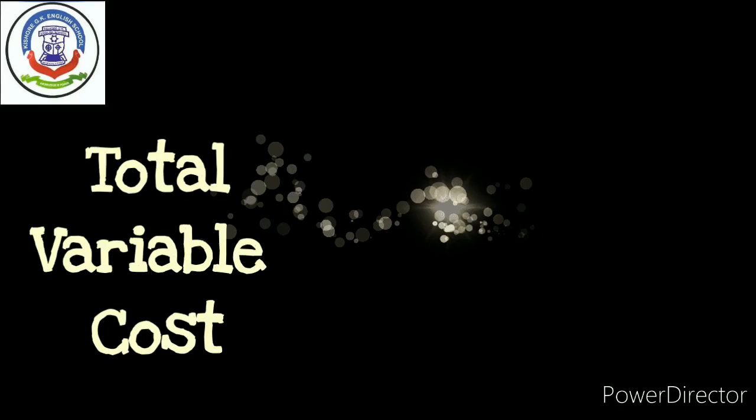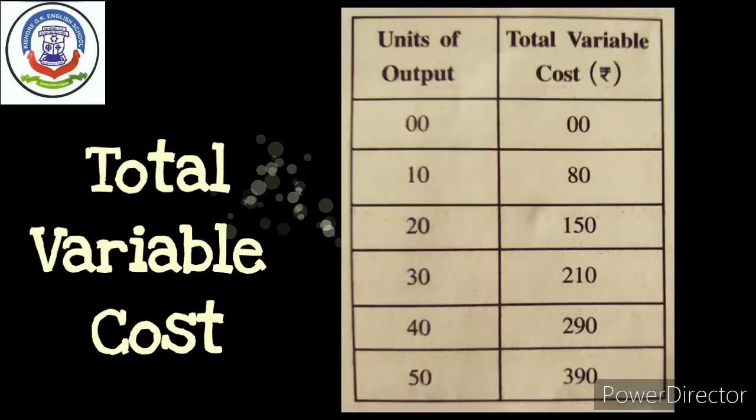For example, price of raw material, energy consumption, transportation expenditure, labor wages, taxes on product and sales tax, etc. When production is zero, variable cost is zero, but as production increases, variable cost also increases.